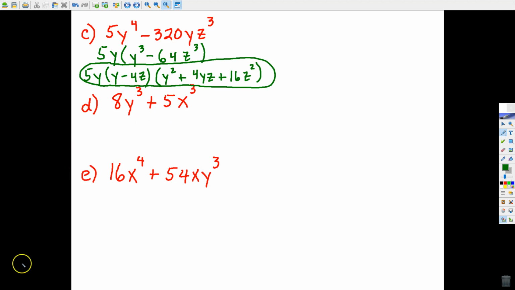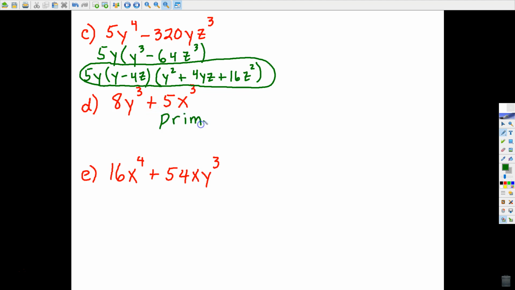All right. Letter D, I notice the first term is a perfect cube term. 8 has a perfect cube root. Obviously y cubed does. But over here, although x cubed is a perfect cube variable, 5 is not. Since 5 doesn't have a perfect cube root, I can't use the factoring for the sum of two cubes. And since there is no GCF involved with these two, there is no factoring that can be done.